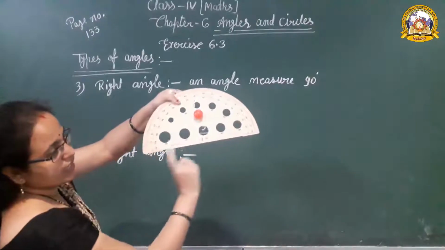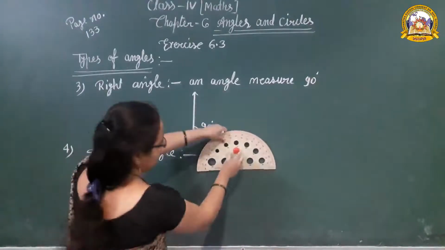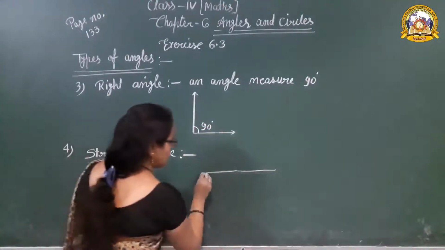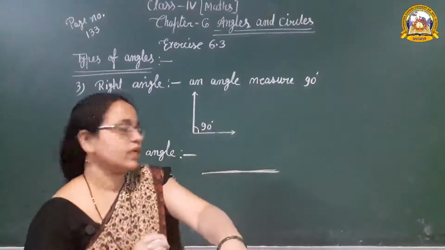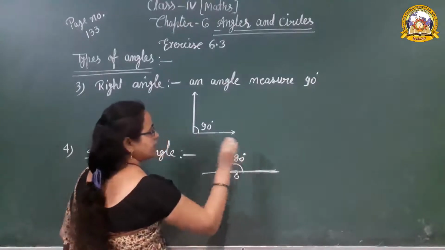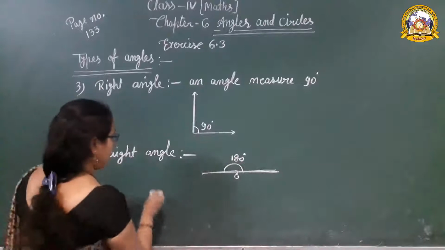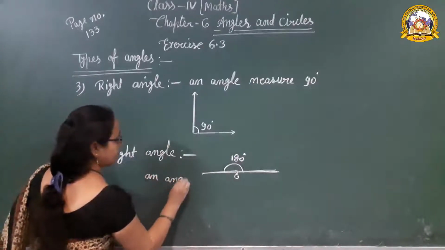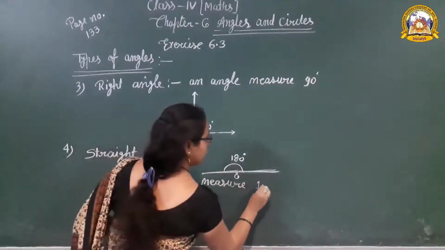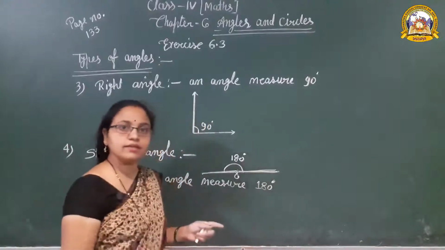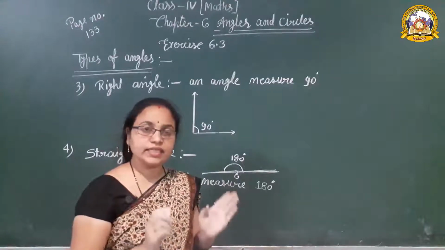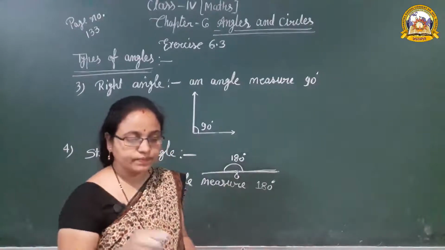See the protractor. Straight line means from the center point, draw one line here, another line here, which makes a simple straight line. It is measured at center point O and it is 180 degree. So what is the definition of this straight angle? An angle that is measured exactly 180 degree is known as the straight angle.